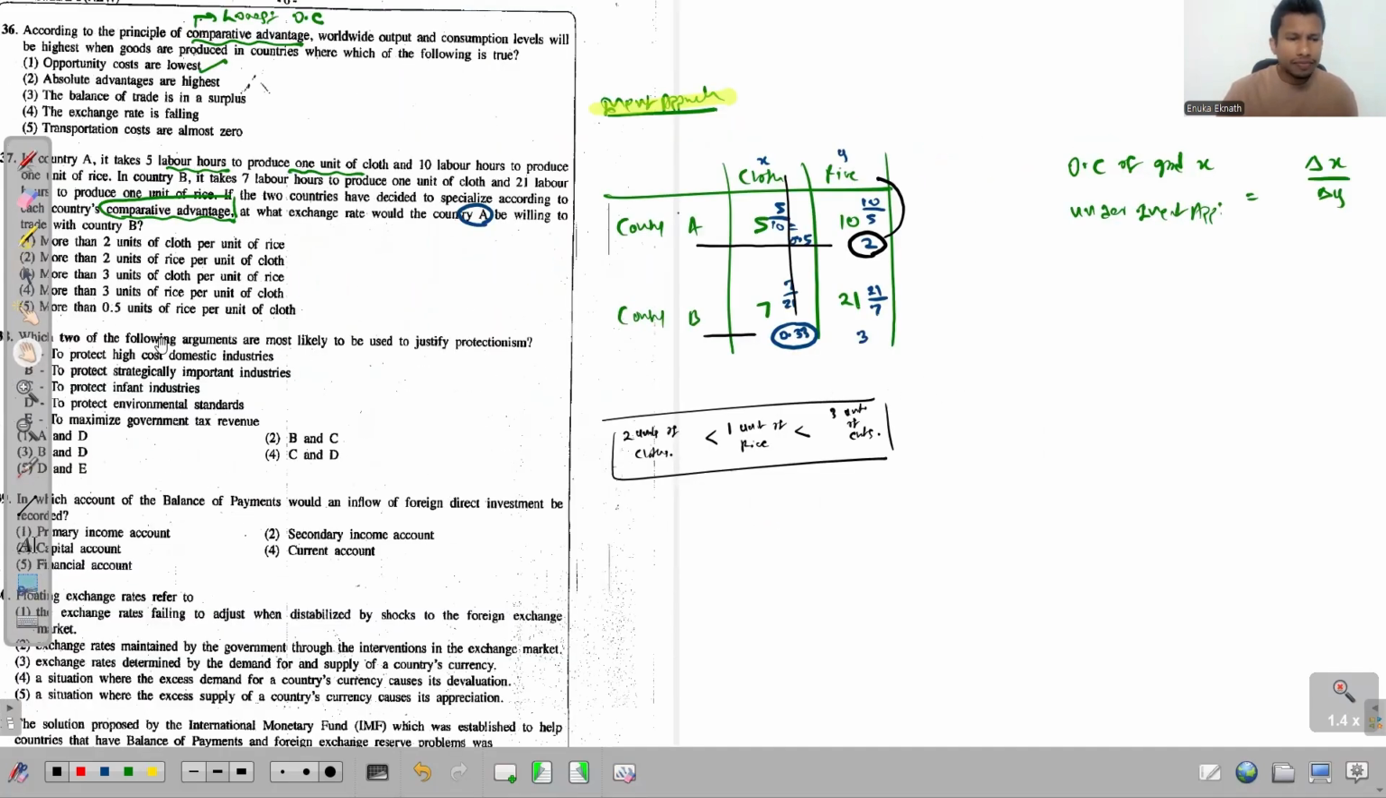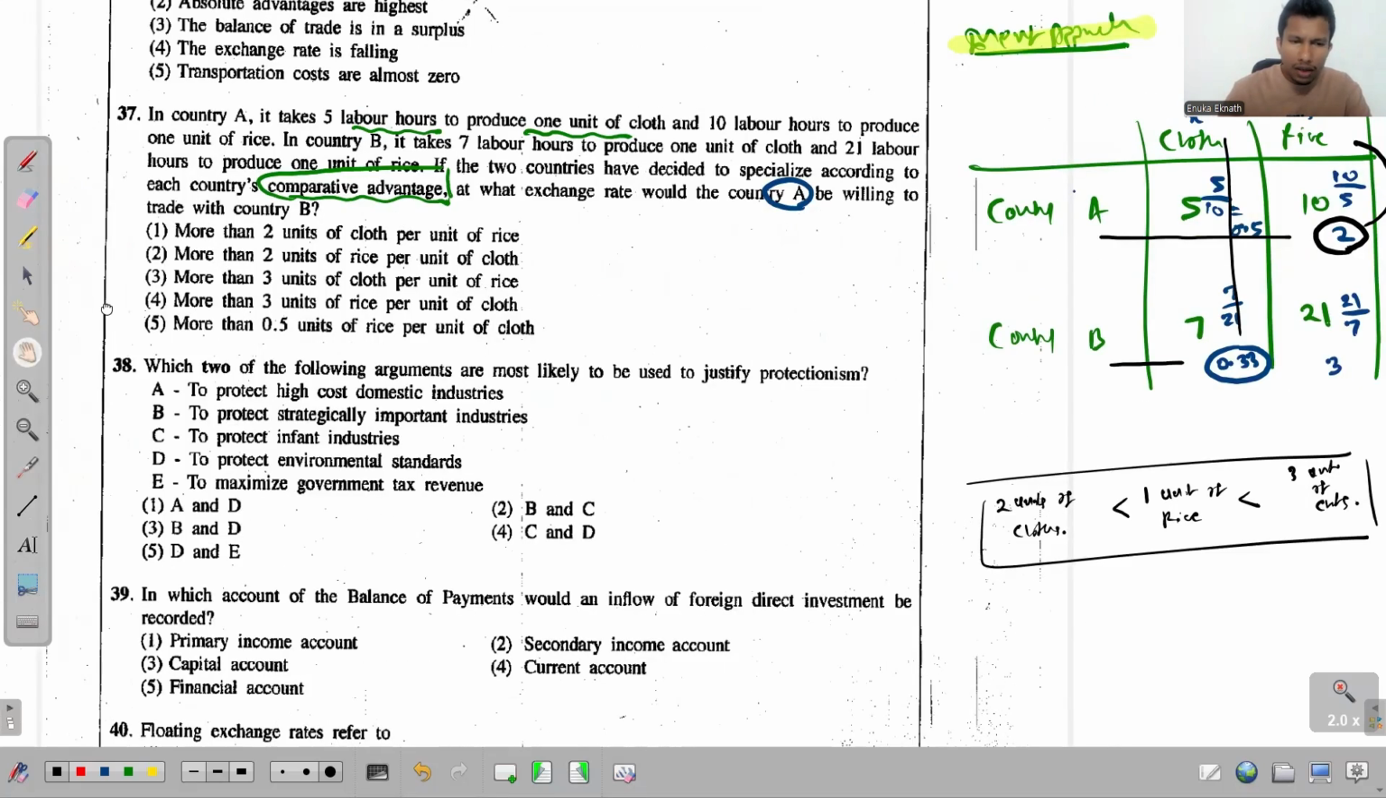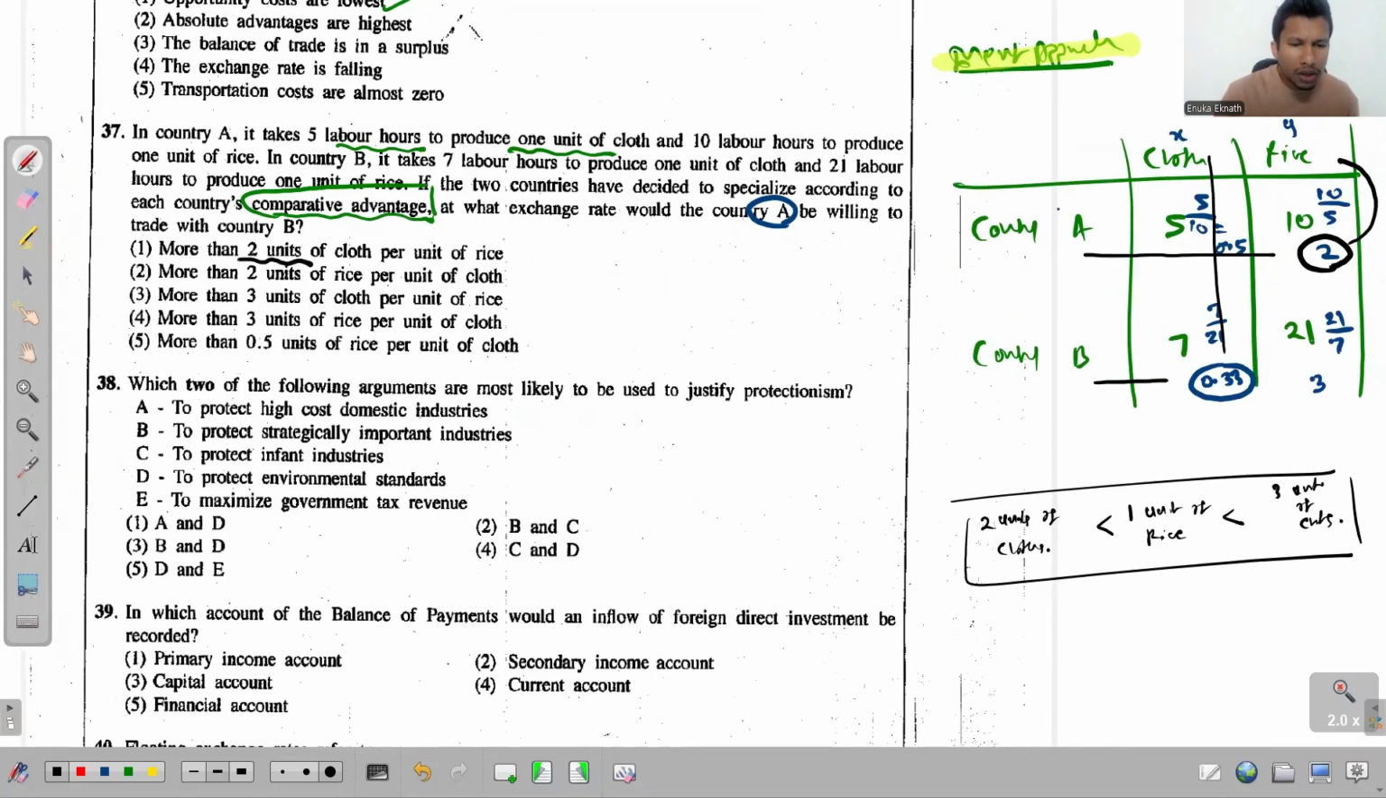Now look at this one. It says more than 2 units of cloth per unit of rice. See that now, more than 2 units, if that is to be beneficial, the rate has to be more than 2 units of cloth, but less than 3 units of clothes. They are only talking about one side, the part that says more than 2, and not the other side. So this itself is the answer then, right? For this exchange rate to be beneficial for country A, they should receive more than 2 units of cloth per 1 unit of rice. And this is the answer for question 37.